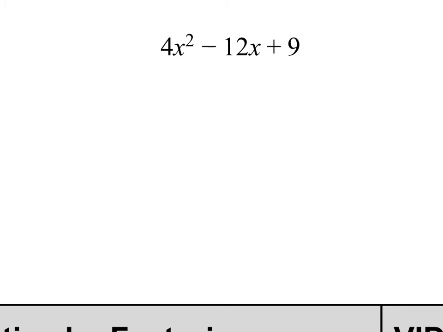So we're going to look at the first and last term, right? Are those both perfect squares? Do I know the square root of 4x squared? Well, the square root of 4 is 2. The square root of x squared is x. Do I know the square root of 9? Yeah, that's just 3.